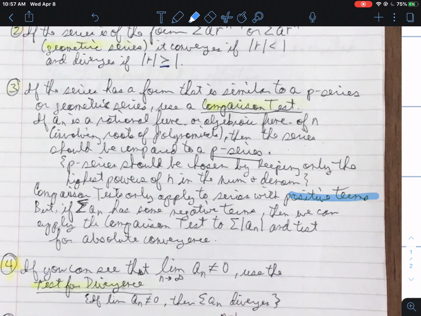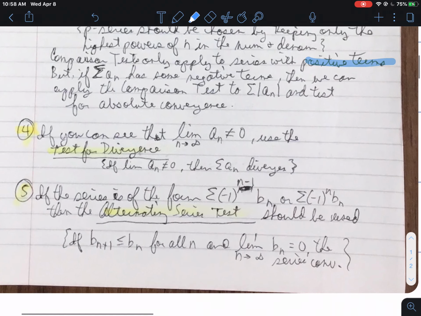Now, if the sum of a sub n has some negative terms, some positive terms, then we can maybe apply the comparison test with our absolute convergence. We did an example of that back in 11.6. So using absolute convergence, possibly with comparison test, that still applies. Even though typically, most of the time, absolute convergence is done with ratio test, don't forget you can still do it with comparison. It's all about the absolute value of my series and whether or not that converges or diverges, and then what it tells me about the series itself.